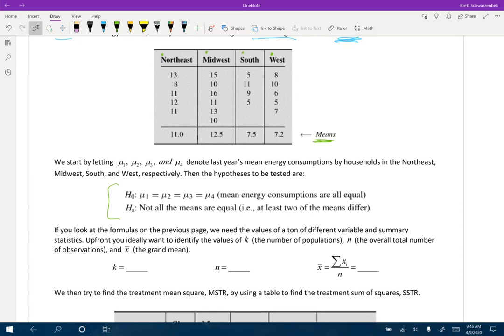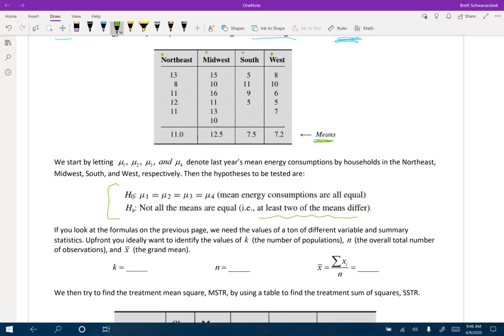So, there's a key thing here going on though. When they say not all means are equal, the best way to really describe that is that at least two of the means differ. So that's kind of weird. And it's kind of the understanding of this that's really important is, in reality, a couple of these could be the same. But the goal is if only one of these is different than another one, then automatically this test is going to fail.